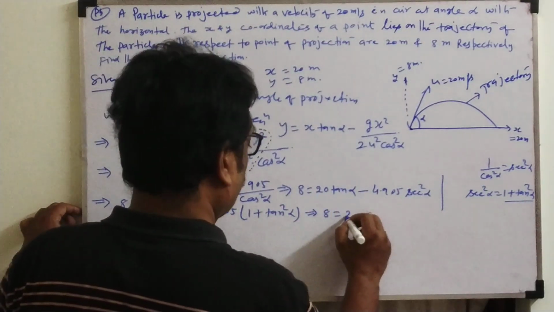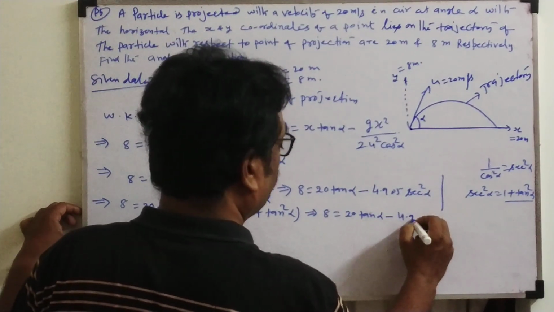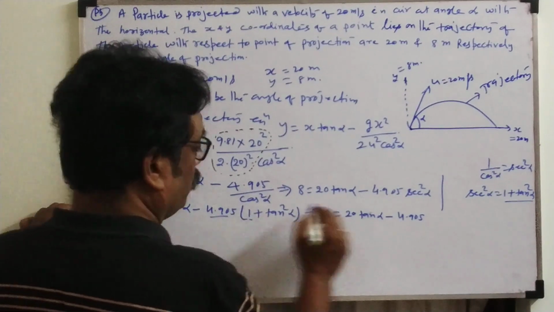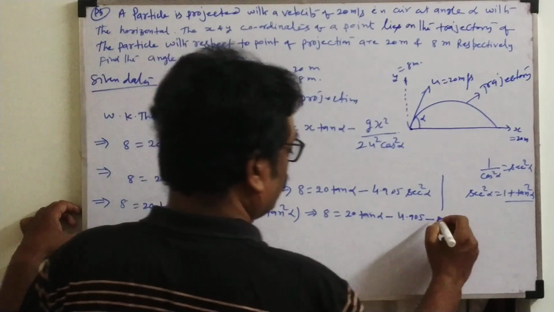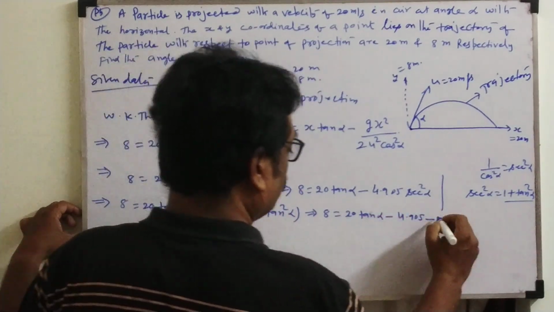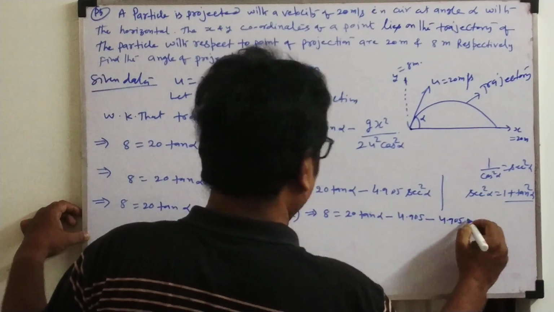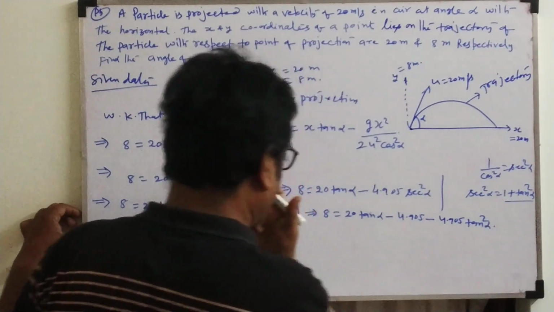8 equal to 20 tan alpha minus 4.905 into 1. So this is minus, because minus into plus gives minus, so 4.905 tan square alpha. You can write now.